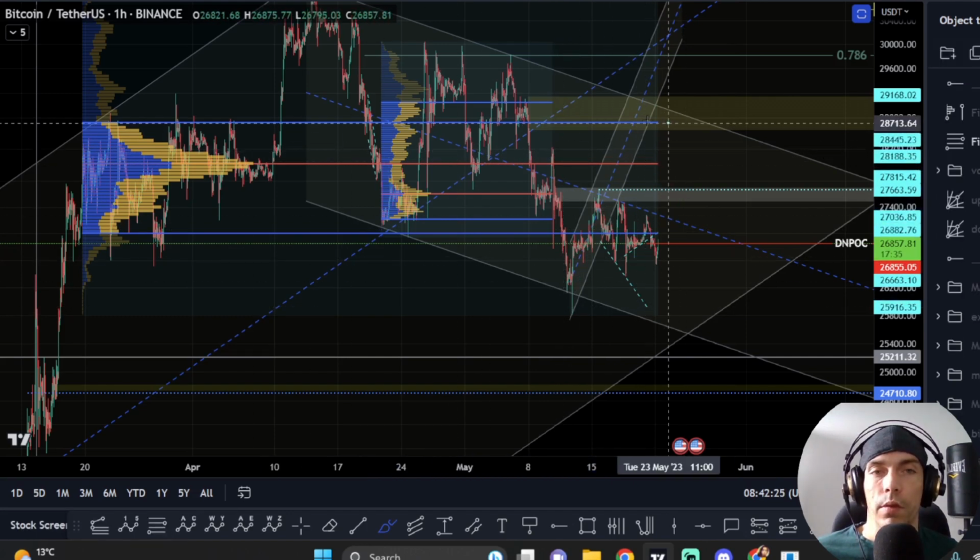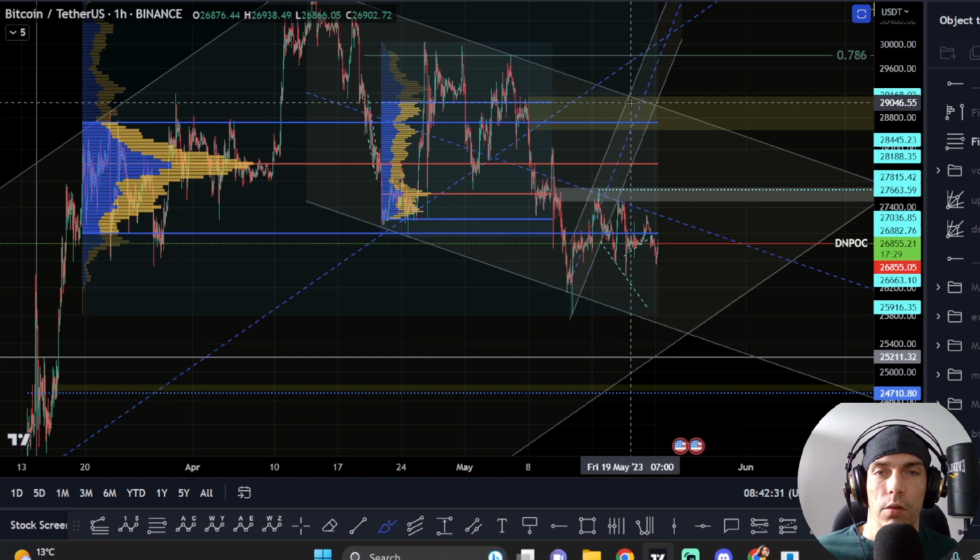Once again, we do also have this value area high, which is sitting here towards this 28,725, and then of this smaller range here towards this zone of this 29,046.